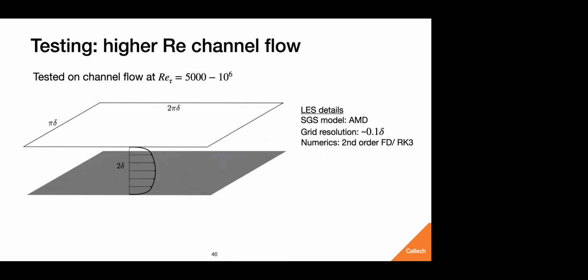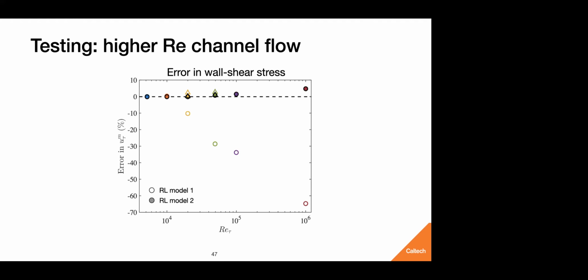So to test, what we did first was to test on the channel flow case at higher Reynolds numbers than we've trained on, ranging from 5,000 to 1 million. We use the same details for the LES solver, and we test our wall model for this configuration. So here are the results. This is the error in the wall shear stress. On the x-axis, we have Reynolds number, and on the y-axis, we have the error of wall shear stress in percentages.